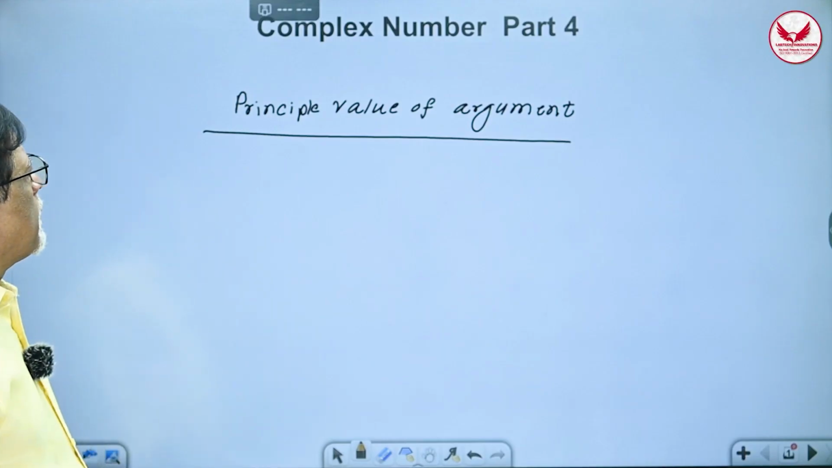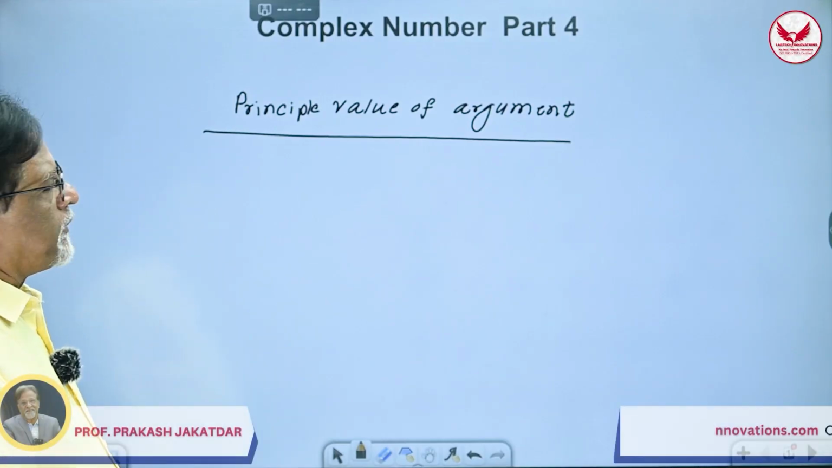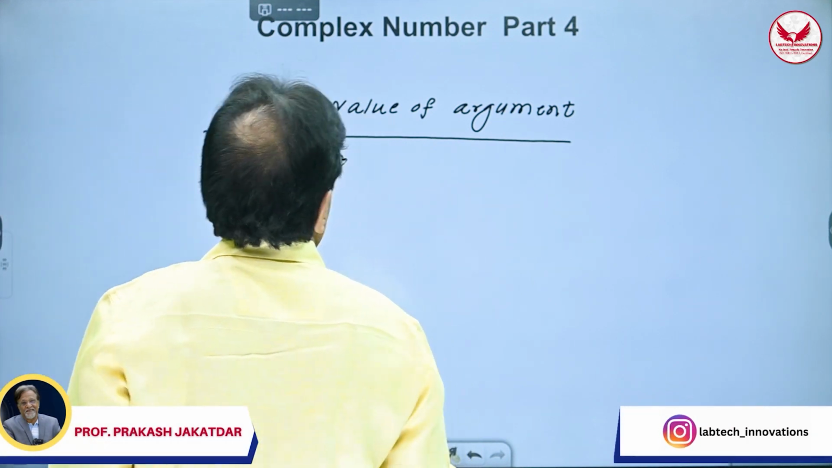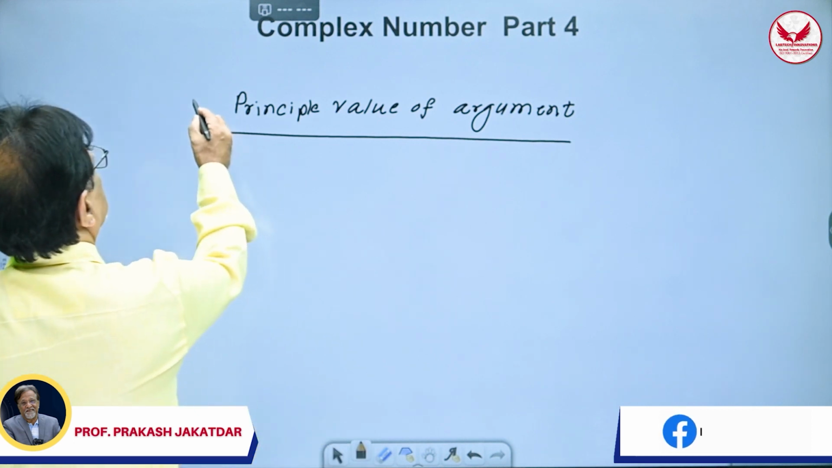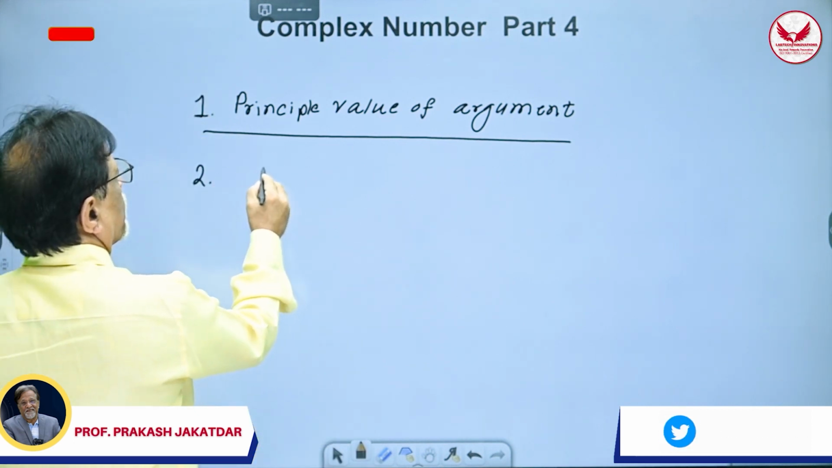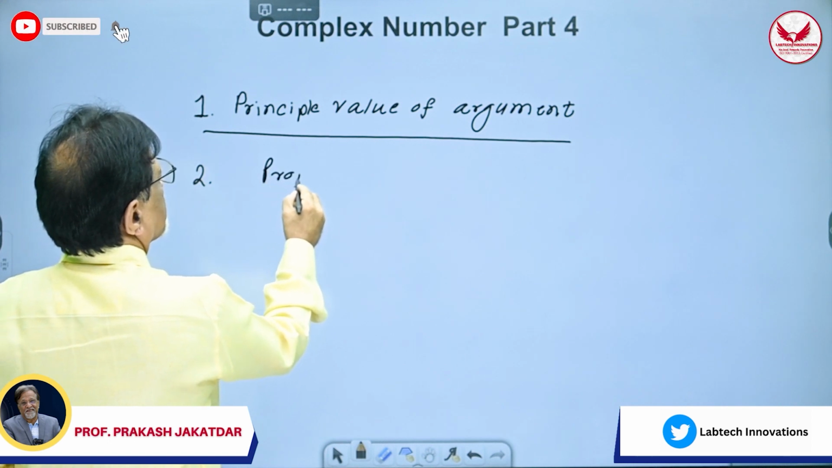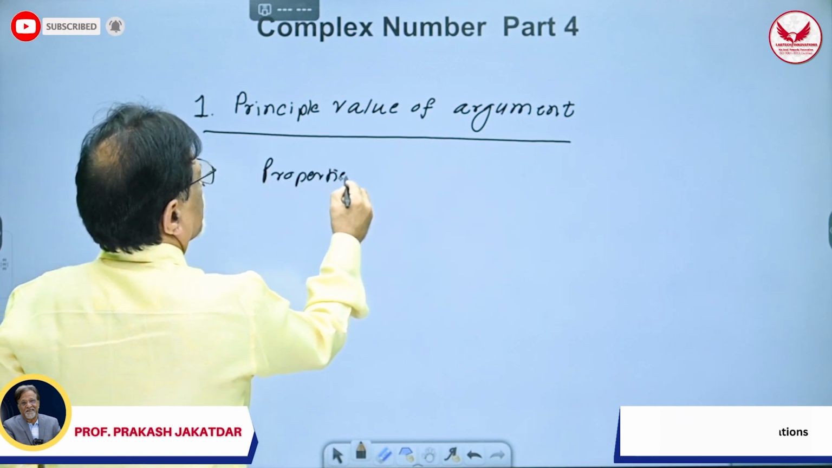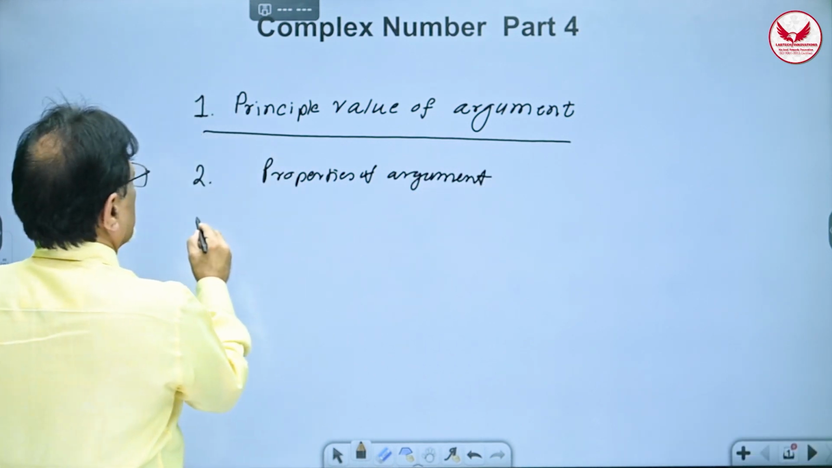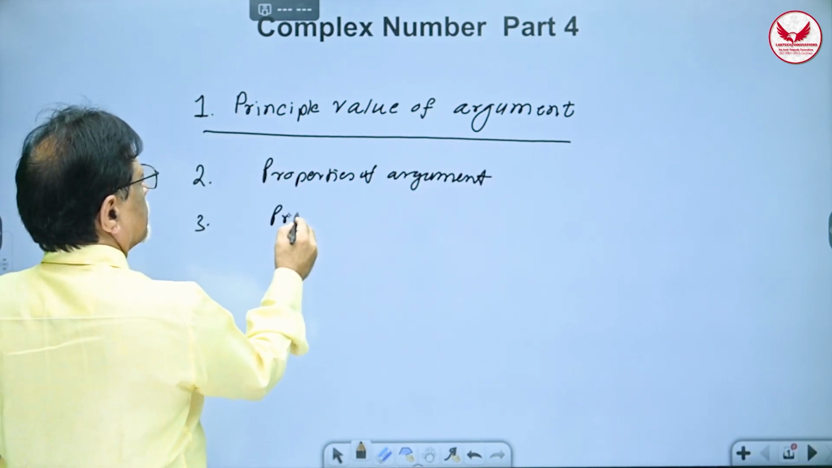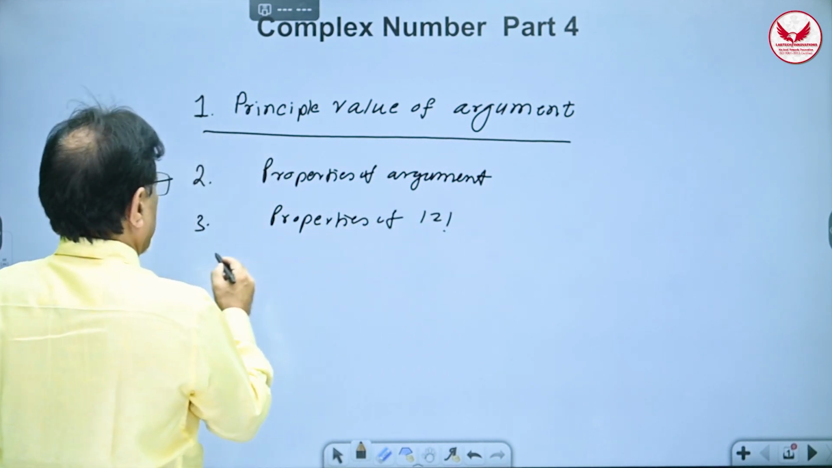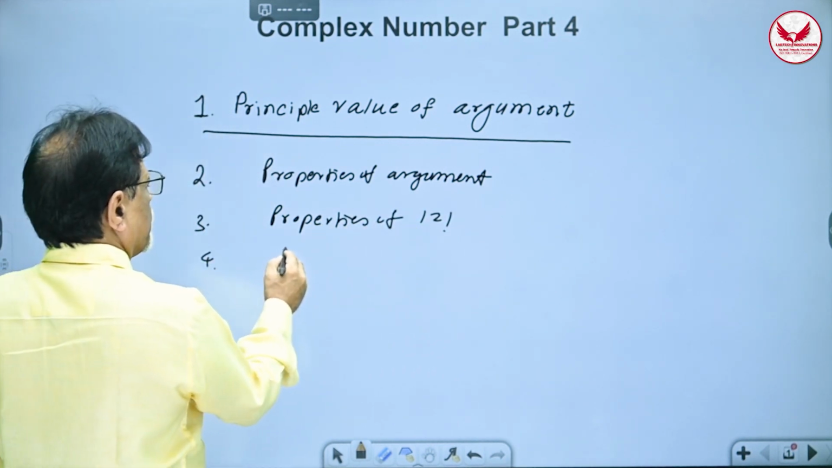Friends, I want to complete certain parts of the theory in this particular lecture where we'll understand, first of all, what is the principal value of argument, number one. That will be my first focus. Then we'll discuss properties of argument. Then we'll discuss properties of modulus, mod Z. And fourth, we'll discuss cube roots of unity.